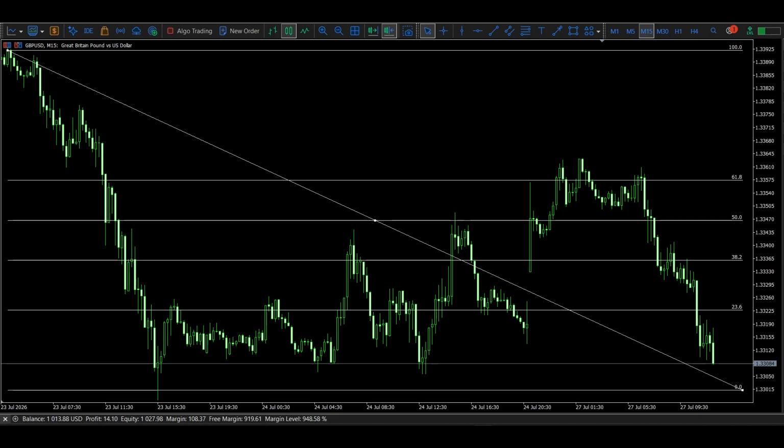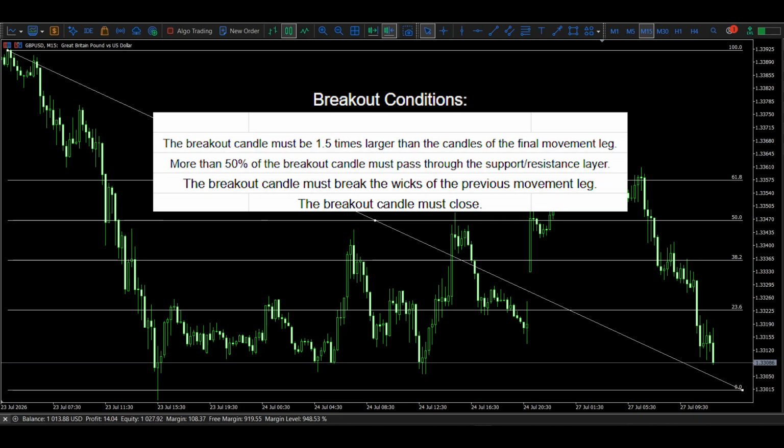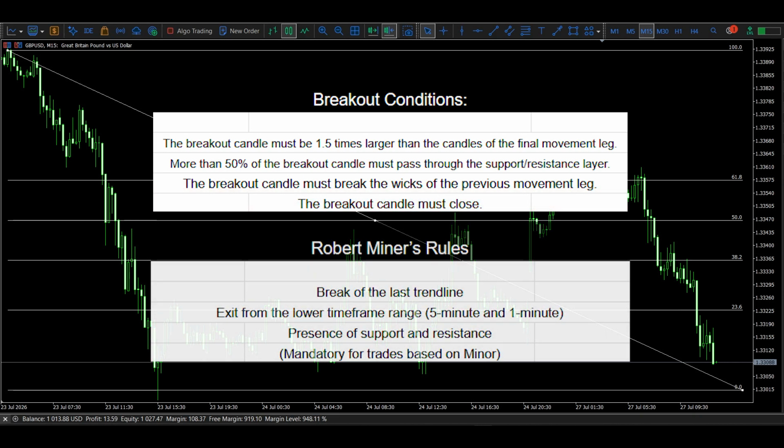Now let's go through my breakout conditions. First, the breakout candle must be at least 1.5 times larger than the candles of the final leg of the move. Second, more than 50% of the breakout candle's body must break through the support and resistance zone. Third, it must break the wicks of previous swing points. Fourth, the breakout candle must close completely. And finally, Robert Miner's rules: breaking the last trend line, exiting a candle range, having a strong support or resistance level.